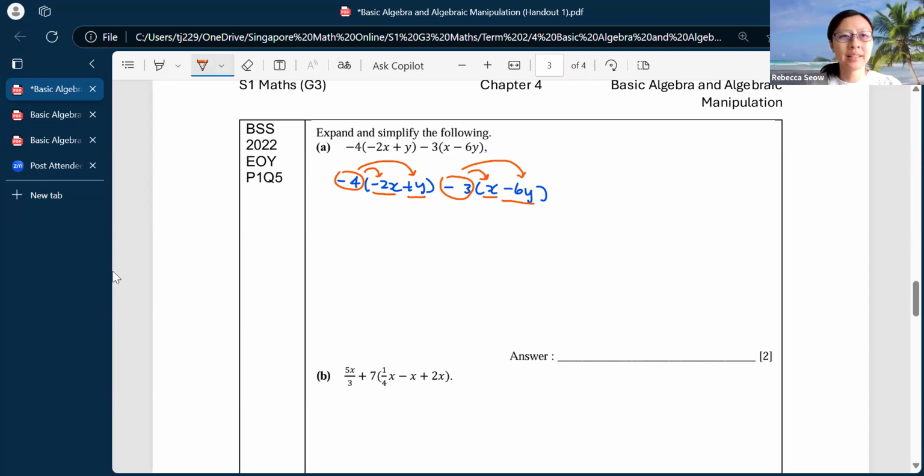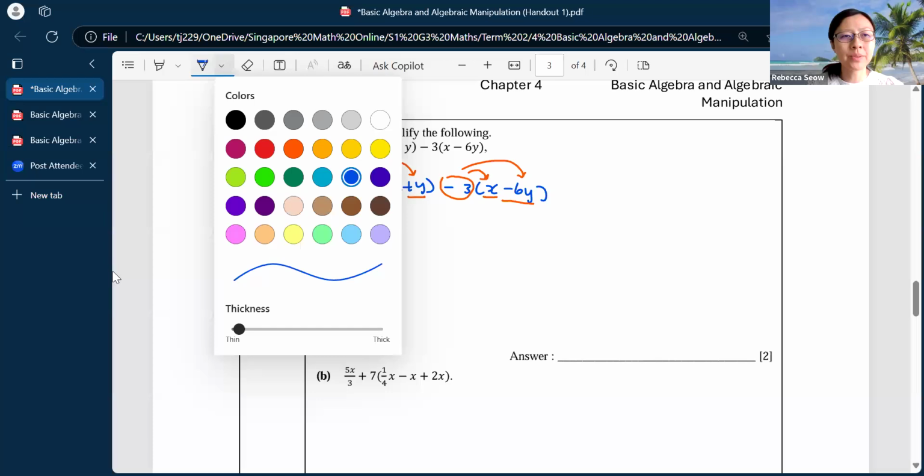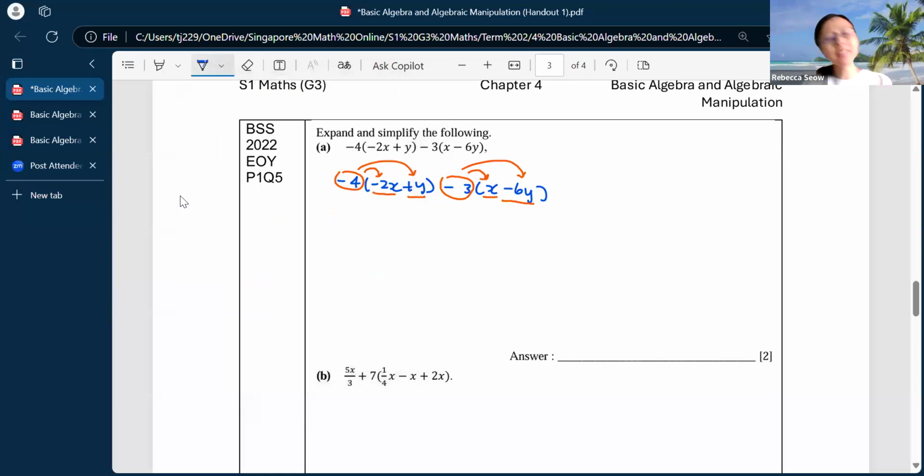Okay. So you notice what I am doing when I underline the terms within the bracket is that I also underline the sign, the symbol that comes before the term, so that you know whether you're multiplying with a positive variable or a negative variable. That matters. That also serves as a check for us when we come back to the question again in our WA or in our EOY.